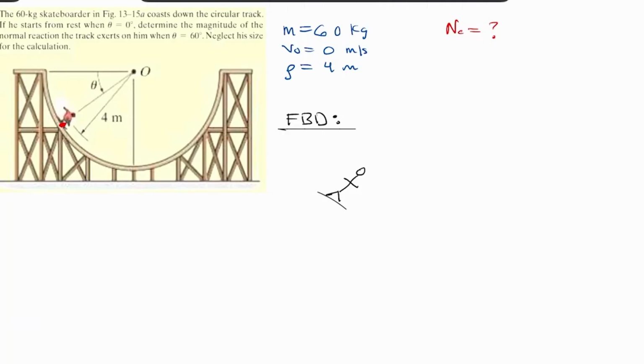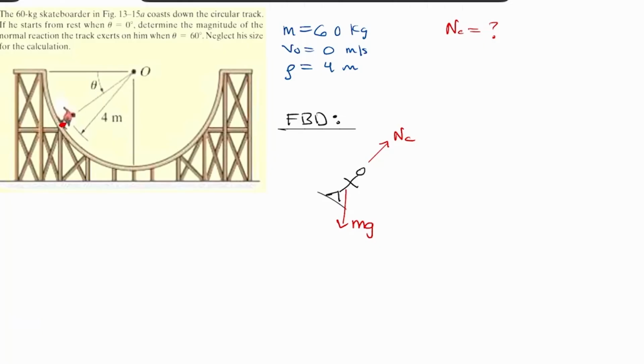What forces do we see here? Well, as always, we have the weight, mass times gravity, going down. We have the normal force, acting perpendicular to the path of the skating at that instant. That's all we have here. They don't mention anything about friction, so we don't have to add anything about friction. So we are good right here.